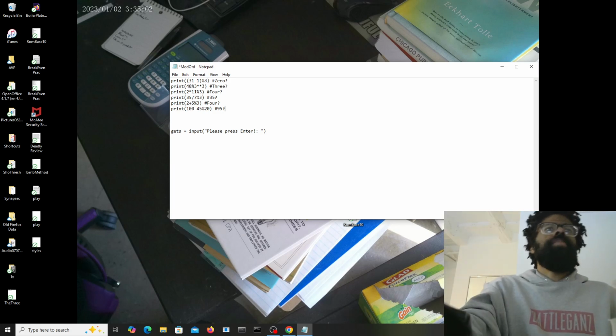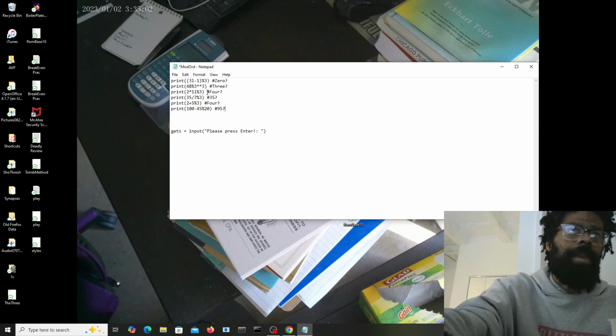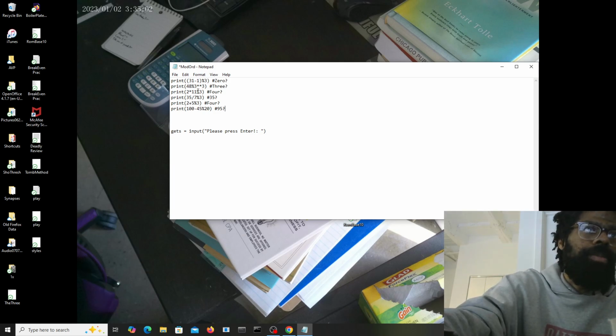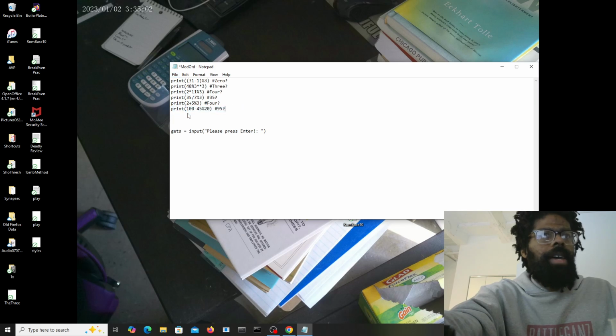So these are my predictions for where modulo is going to go. I'm assuming that modulo is ahead of multiplication and behind exponents, between multiplication and exponents. So let's see what happens. File, save as.